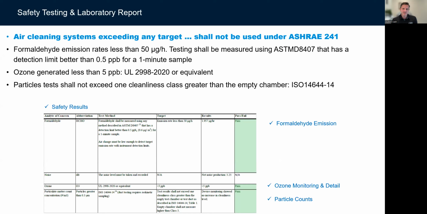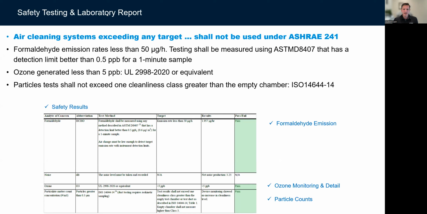They're very expensive pieces of equipment. The labs have them, okay? So it is possible to do the work. Ozone generation needs to be less than 5 parts per billion. That is the UL standard. And then particles. There's an interesting spec. The particle test must indicate that you don't generate enough particles to move past only one ISO band for cleanliness.